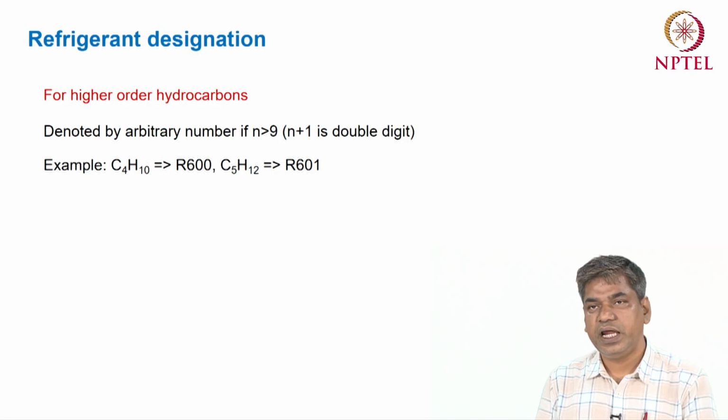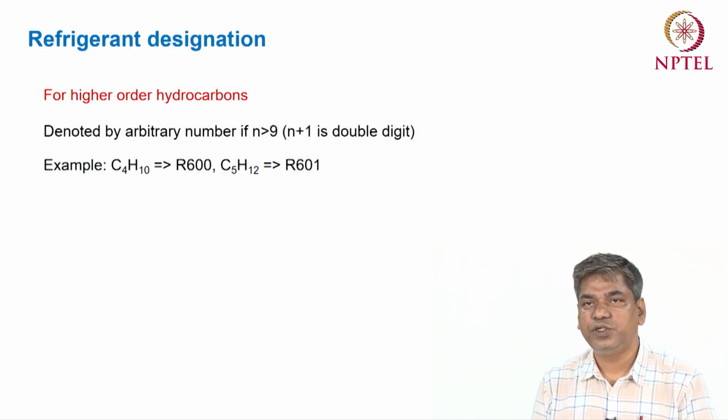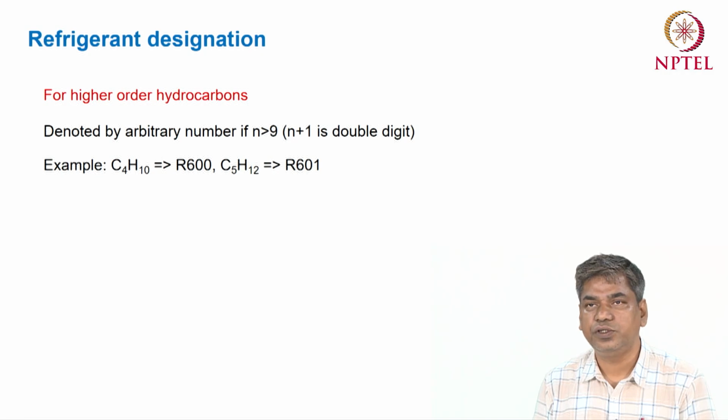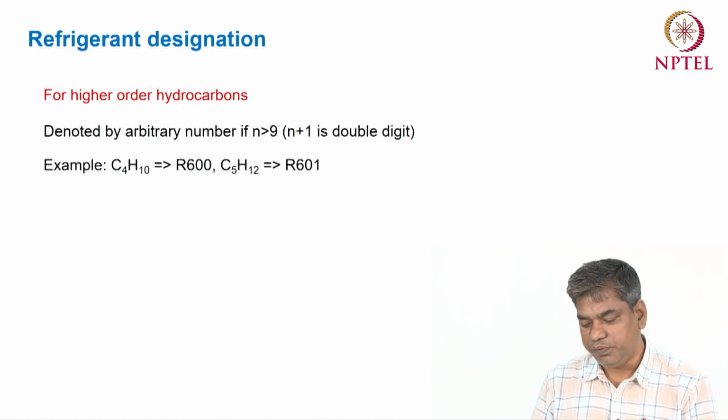Similarly, if you use n-pentane, C5H12, then 12 plus 1 is 13, which is again a two-digit number. So for this case the conventional rule is not applicable. So we can give the nomenclature R601. This is for pentane.